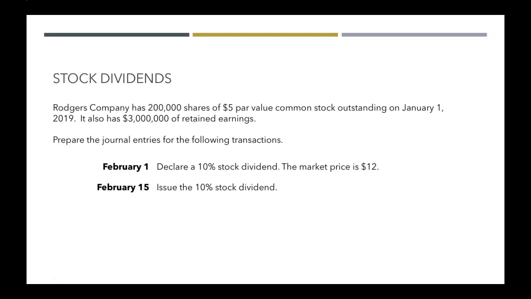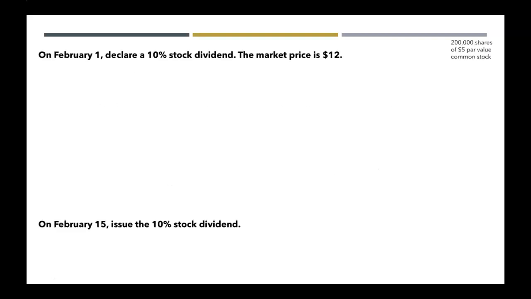So on February 1st, Rogers Company declares a 10% stock dividend when the market price is $12, and then a few weeks later they issue that stock dividend on February 15th. So for our journal entries, we have some calculations before we can even start thinking about how to journalize these transactions.